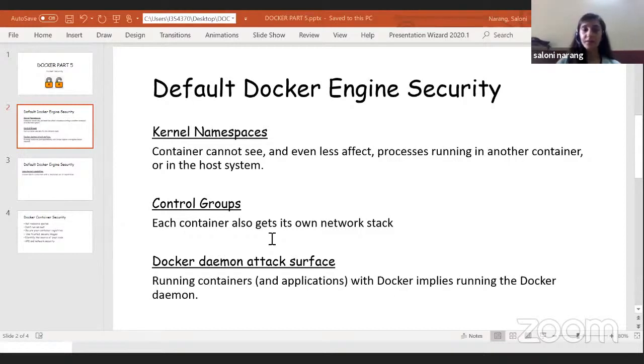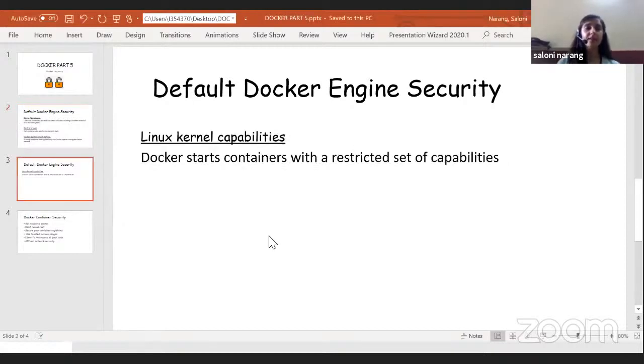And the next one is Linux kernel capabilities. Docker starts a container with a restricted set of capabilities. Even operating system containers don't get full root privileges, even though they are their own operating system; they do not get the full root privileges.